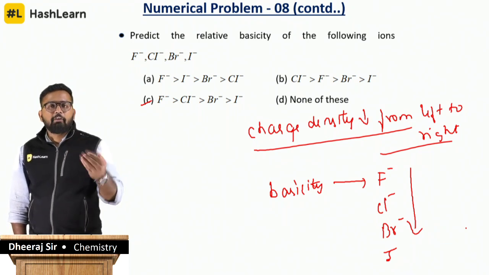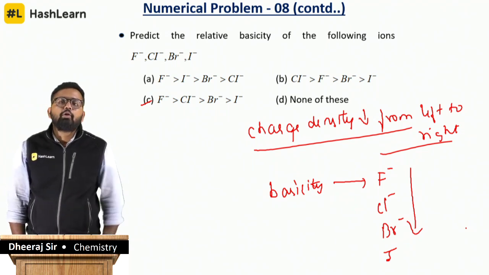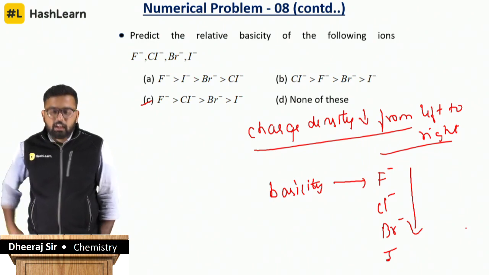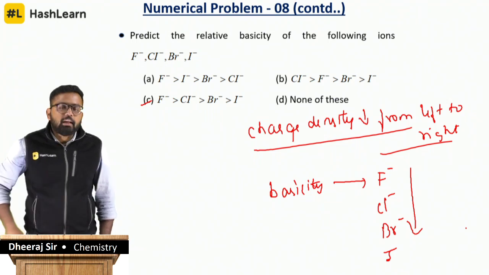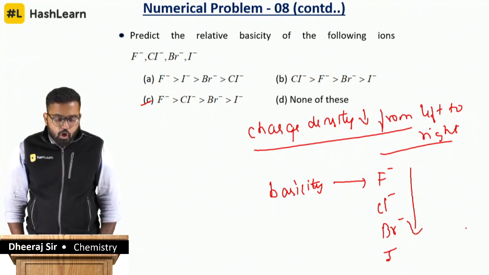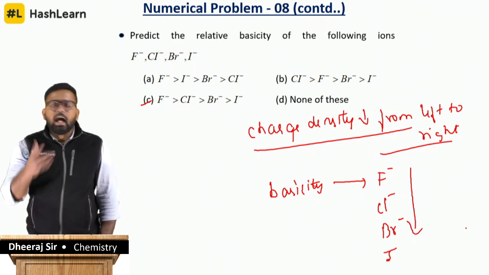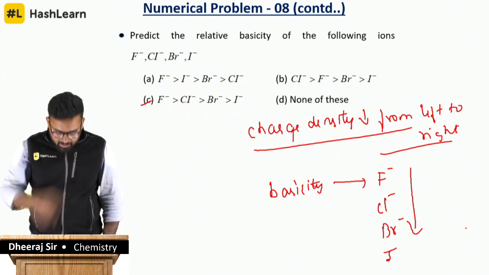On the other hand, after fluorine comes chlorine, after chlorine comes bromine, and after bromine comes iodine. Iodine will not be able to give away the lone pair of electrons as quickly as fluorine. Therefore, fluorine being maximum and iodine being minimum, the basicity order should follow option C, which is F minus, Cl minus, Br minus and I minus. Pretty straightforward. So good, Peru also at last gave us the right answer.